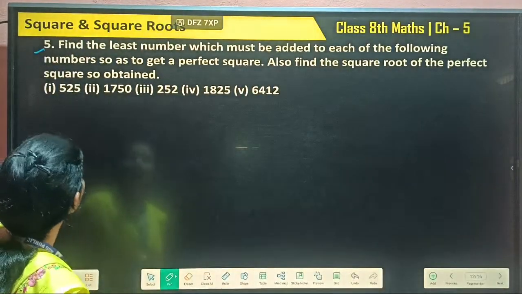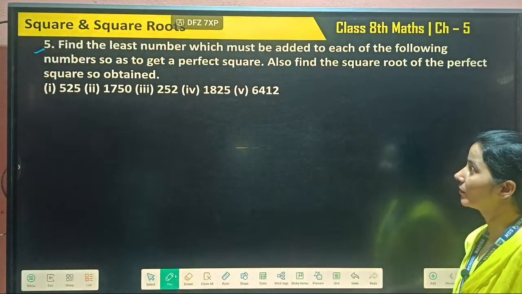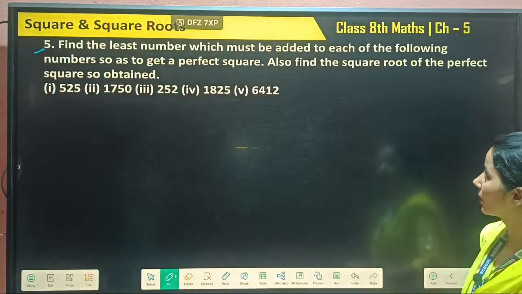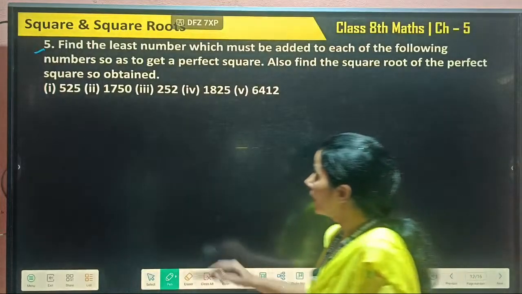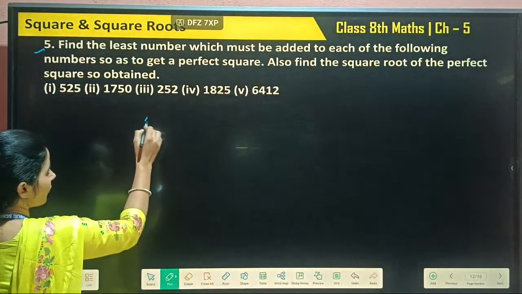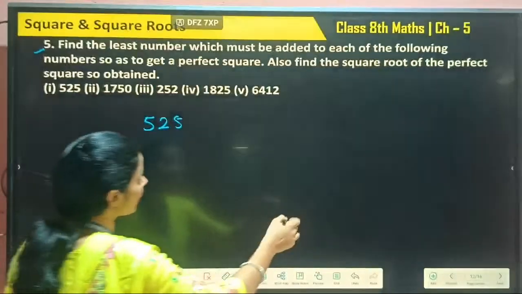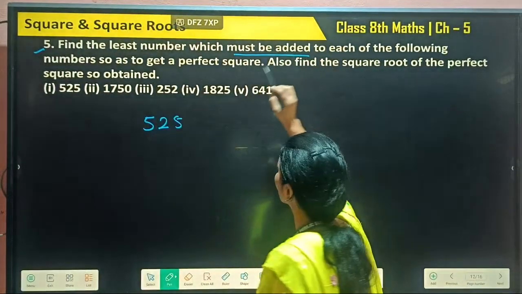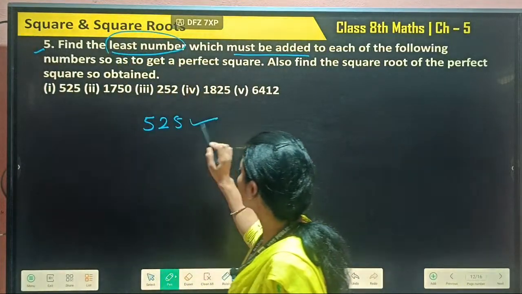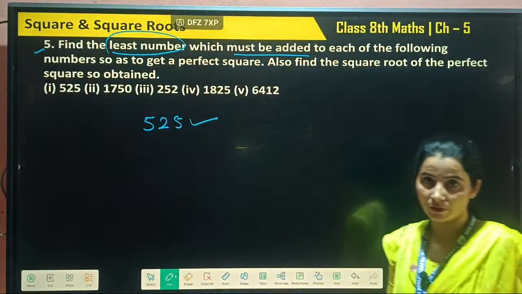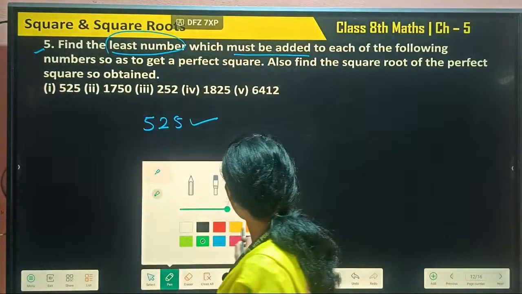Question number 5 is, find the least number which must be added to each of the following numbers so as to get a perfect square number. Also find the square root of the perfect square number so obtained. What we have to do? The first question is 525. What must be added? We have to find the least number that must be added to this number, and after adding, we have to find the square root of the number we get. Let us see.